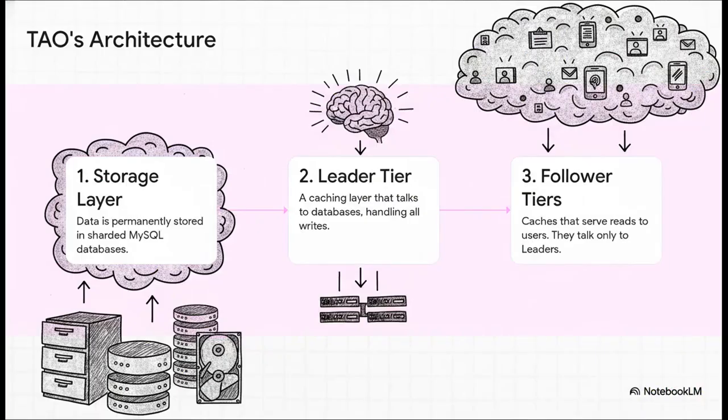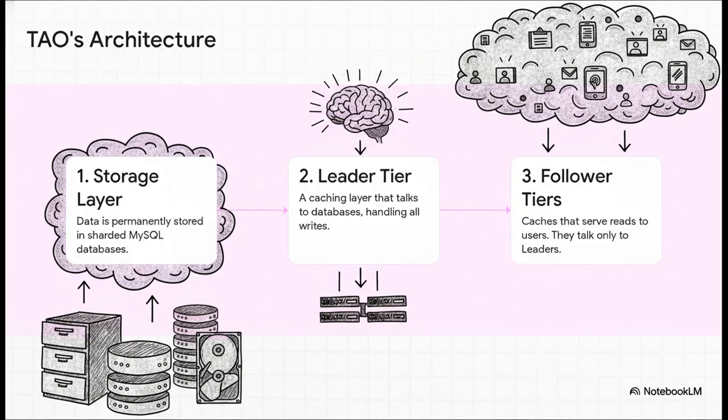The whole thing is built in 3 logical layers. So down at the bottom, you still got those filing cabinets, the MySQL databases. They're sharded, which is just a fancy way of saying they're broken up into smaller, manageable chunks. But right on top of that is the leader tier. This is a really smart cache that acts as the boss. It's the only layer that ever talks to the database, and it handles all the writes.